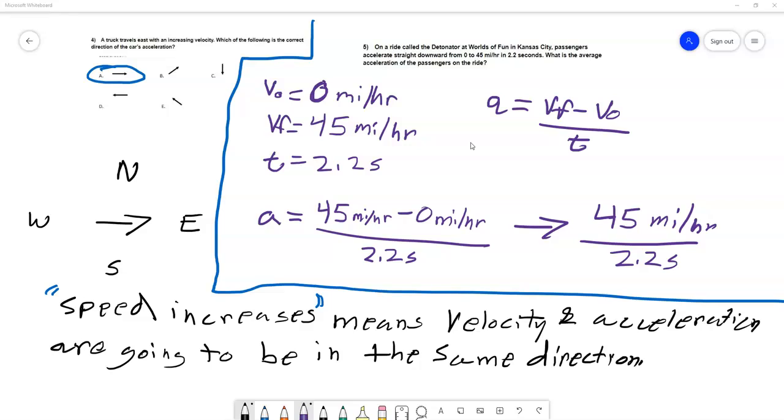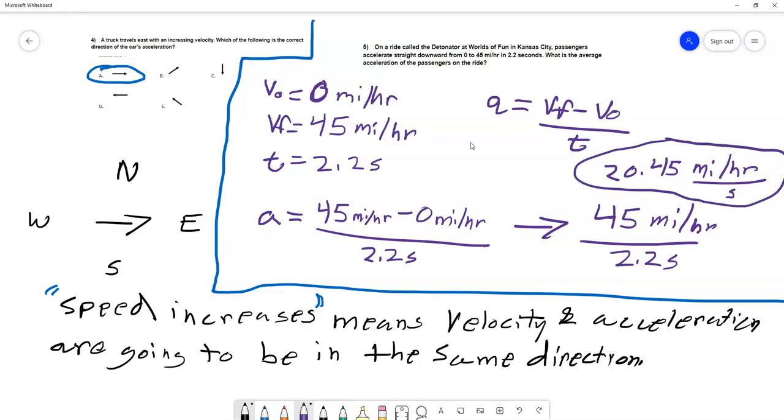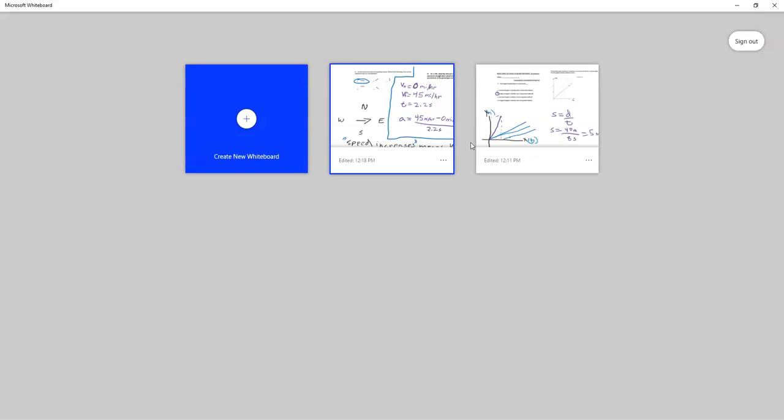So once you divide that out, you are going to end up with 20.45 miles per hour over seconds. So that is the answer for that one right there. Now we are going to go to, let's see, that was number 5. We'll do number 6.